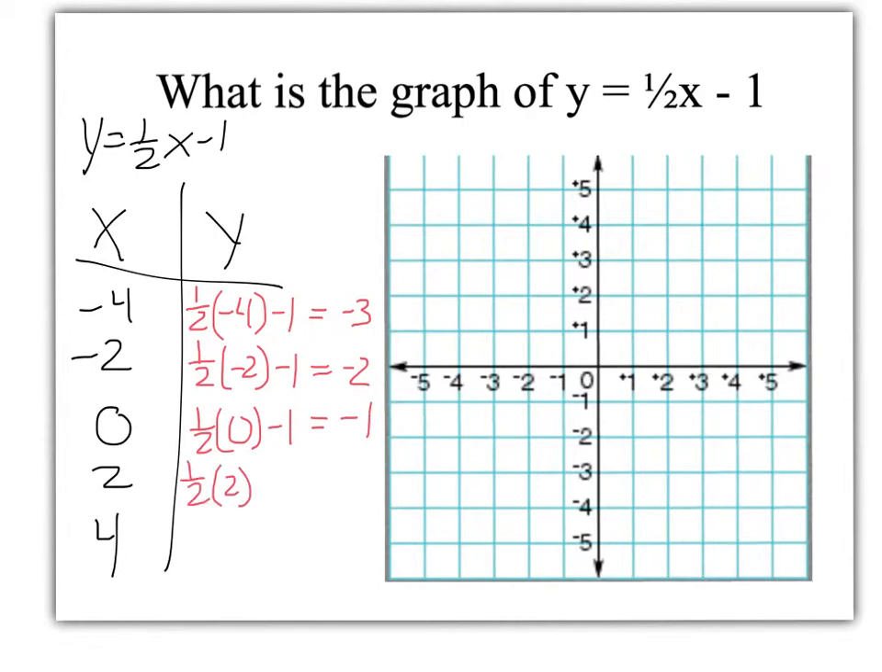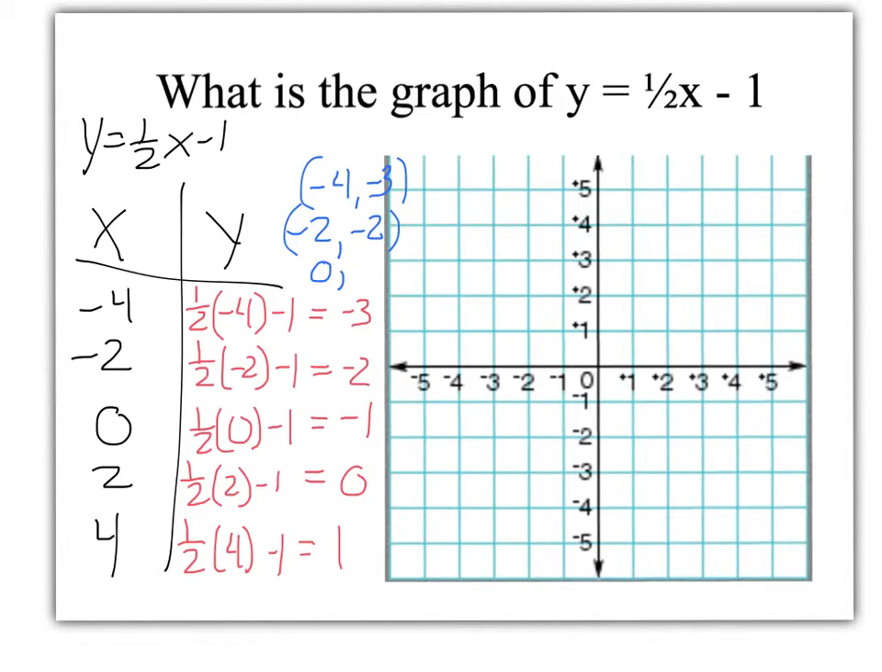1/2 times 2 minus 1: half of 2 is 1, 1 minus 1 is 0. And then half of 4 minus 1: half of 4 is 2, 2 minus 1 is 1. Okay, so then our ordered pairs would be (-4, -3), (-2, -2), (0, -1), (2, 0), and (4, 1). Okay, you graph those 5 points, and that represents your line.